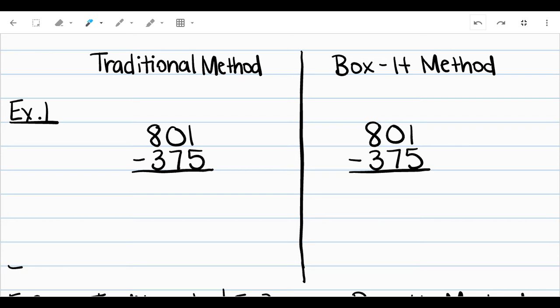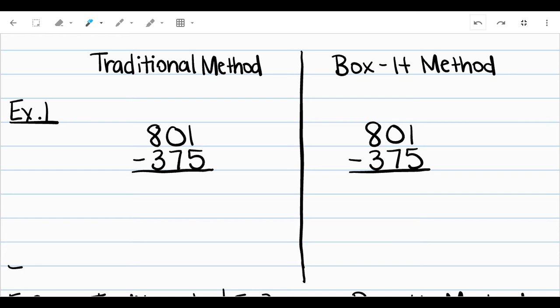So for the traditional method, for 801 minus 375, the first thing we always have to do is start in our ones place. In our ones column, we have 1 minus 5. And if you watched one of my other videos on subtracting, I told everyone that if we have more on the top, then there's no need to stop and we can just subtract down. But if the number on the bottom, or the number on the floor, is bigger, so if there's more on the floor, then we have to go next door. So in this case, our 5 is more. That means there's more on the floor. So we need to go next door.